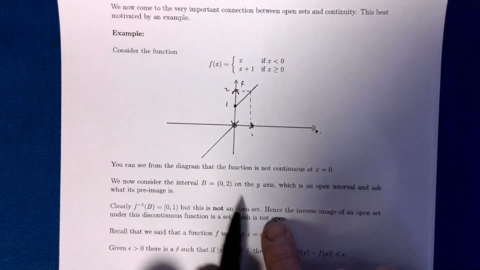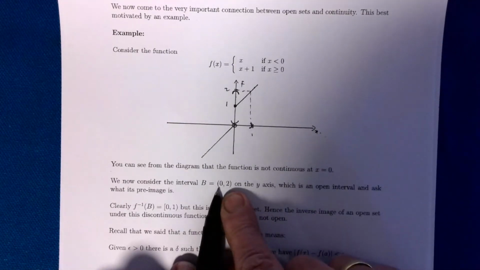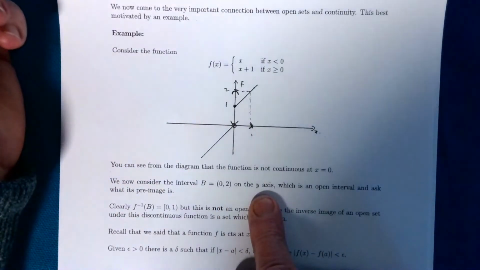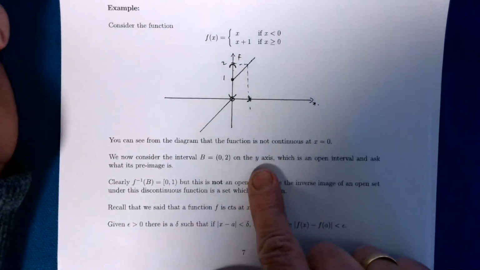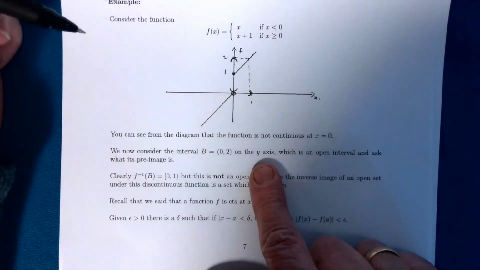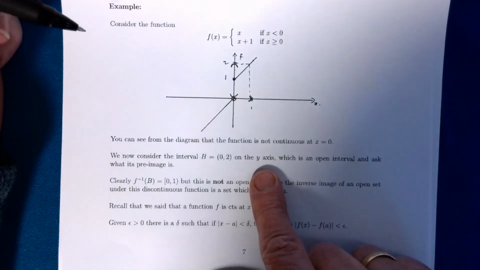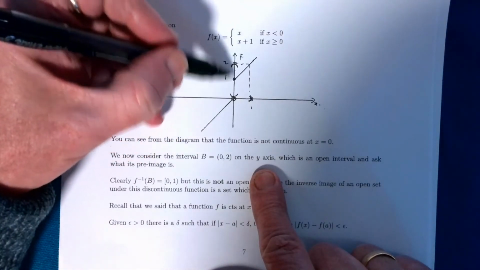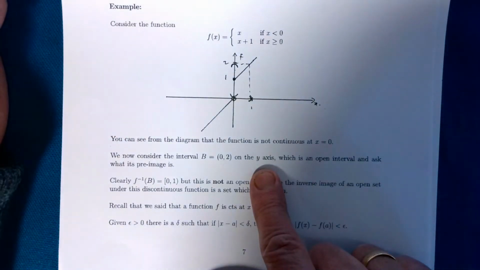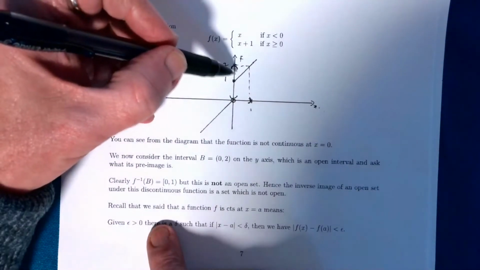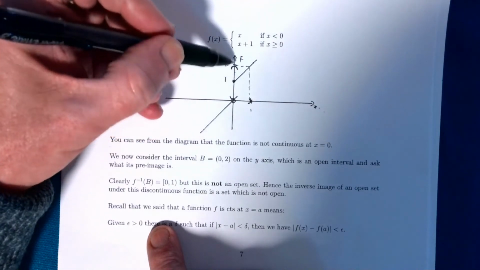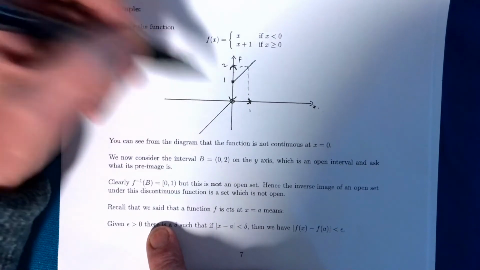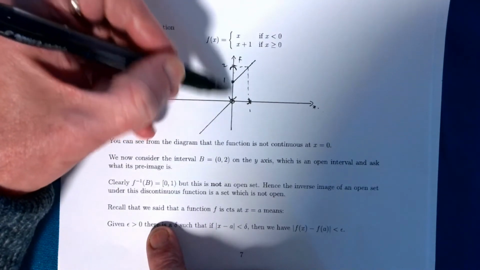And I'm now going to take an interval, an open interval in fact, 0 to 2, that's between 0 and 2 on the y-axis. And that's an open interval, and I'm going to ask what is its pre-image under this function. So what x values give you the y values in here? Well, if you look at the picture here, and see what x values are giving you the points in here, there are none in here. It doesn't cut the curve here, so there are no x values giving you y values here.